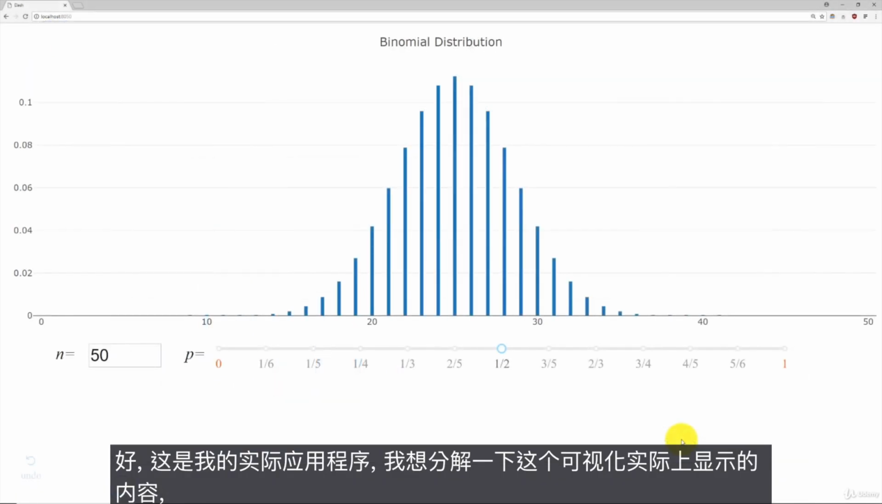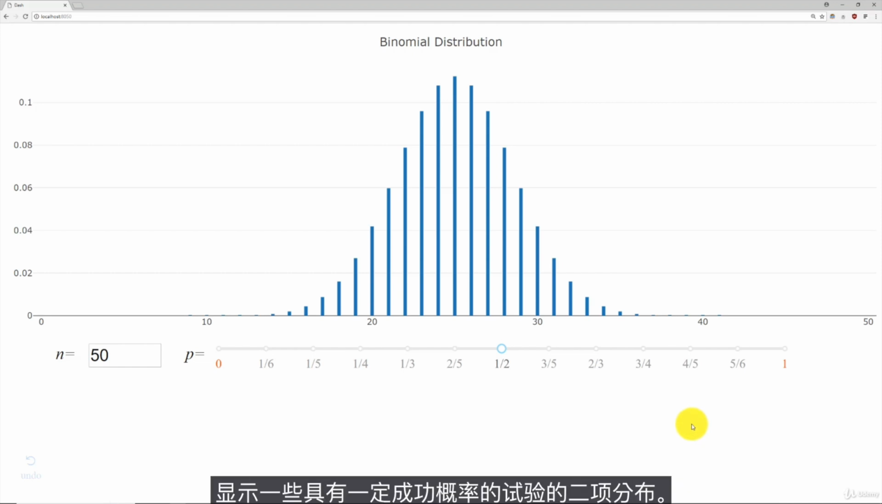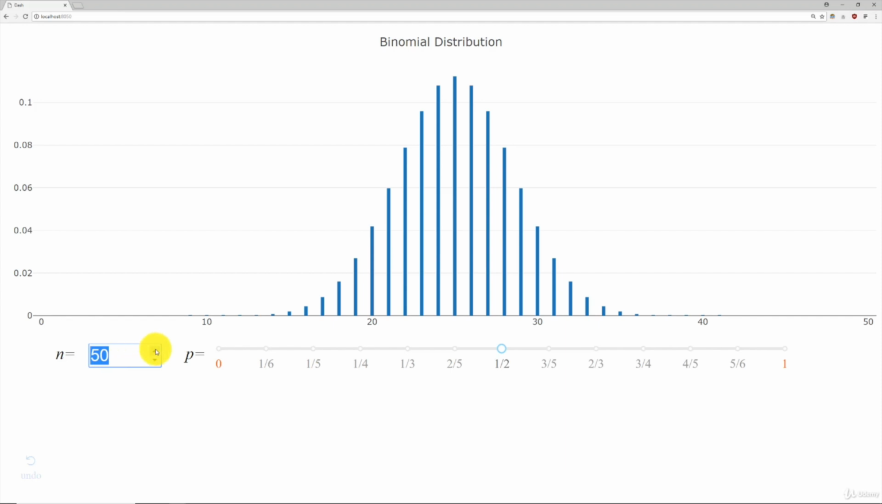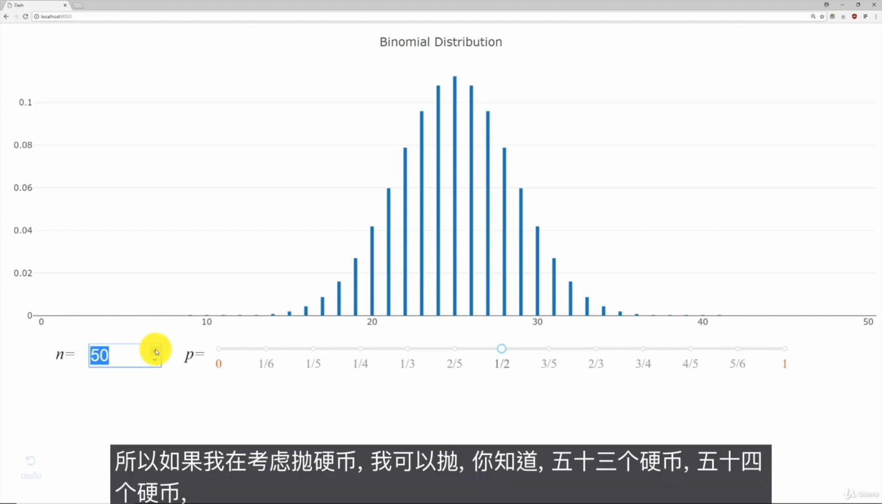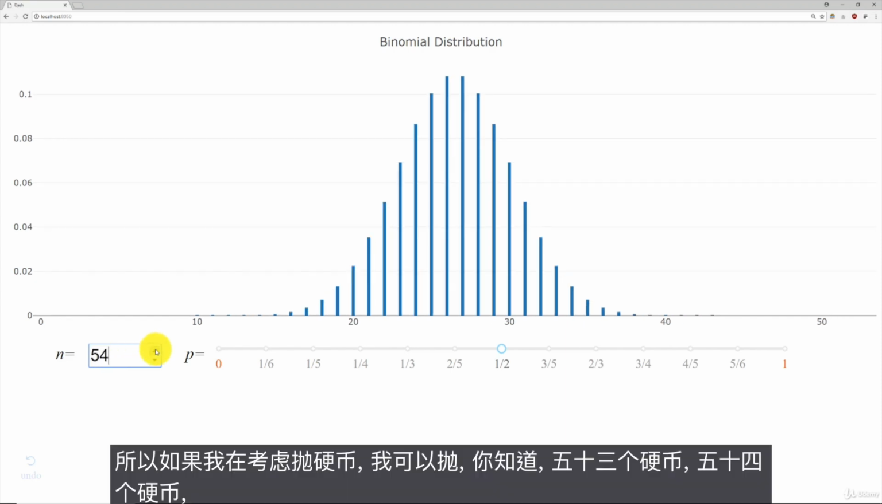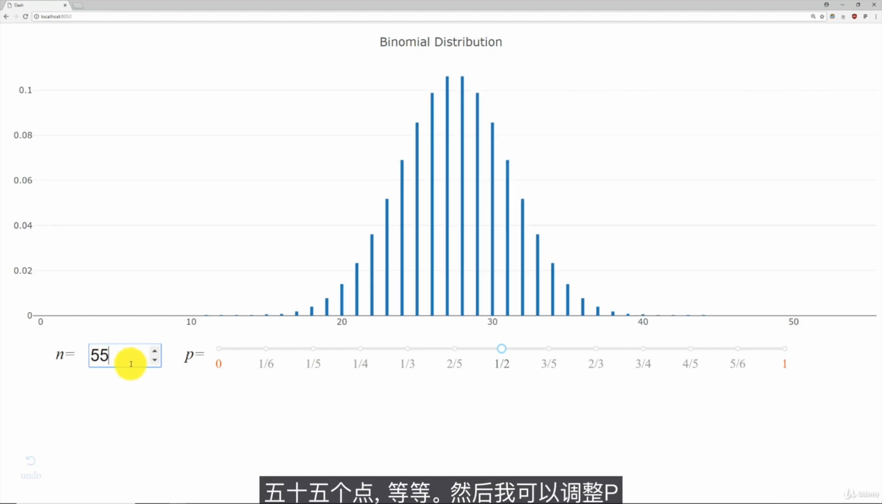Okay, here I am at my actual application, and I want to break down what this visualization is actually showing. It's showing the binomial distribution for some N number of trials with some P probability of success. So that means I can adjust the number of trials I perform. If I'm thinking about flipping a coin, I can flip 53 coins, 54 coins, 55 coins, etc.